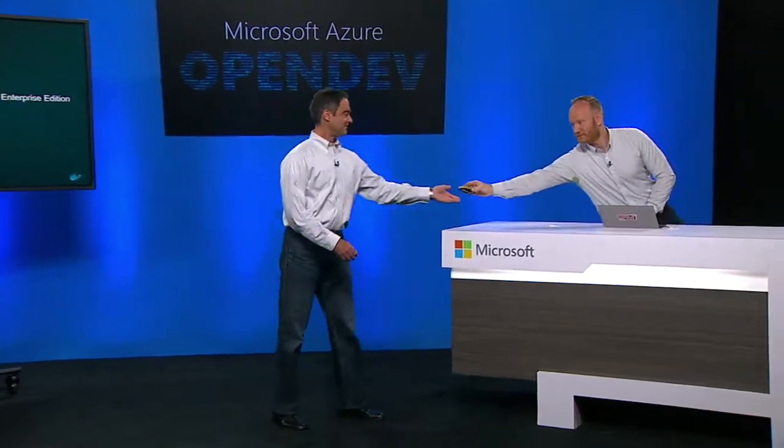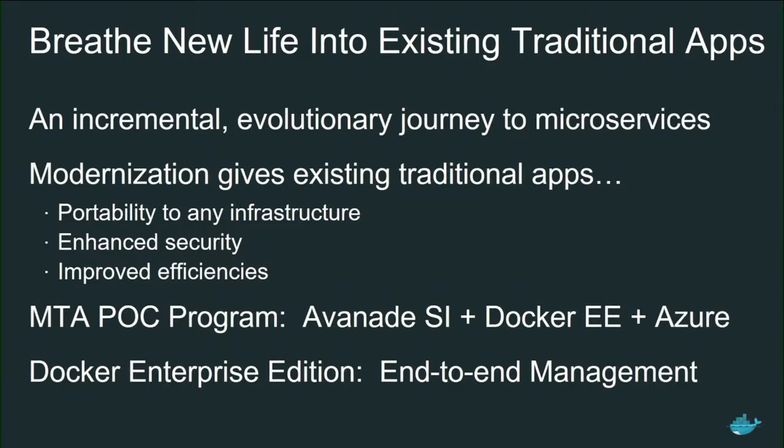Excellent. Thank you, Michael. So we think that's a pretty exciting demo of how Docker and Microsoft together can breathe new life into existing traditional applications. And in a couple of short minutes, we've shown you how you can take an evolutionary stepwise approach to microservices, and that modernization actually gives you real benefits. It can give you benefits of portability. It can improve the security of 10-year-old applications, and it can reduce your costs in terms of both infrastructure as well as people dramatically.